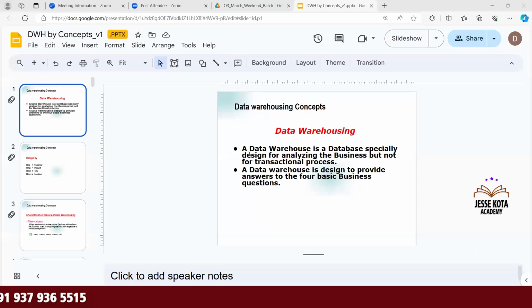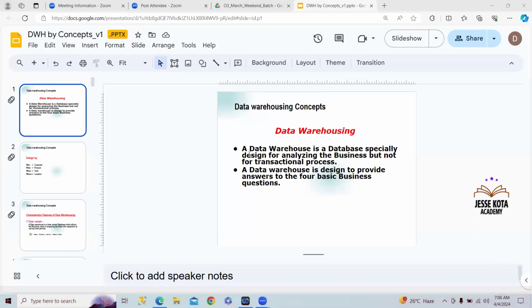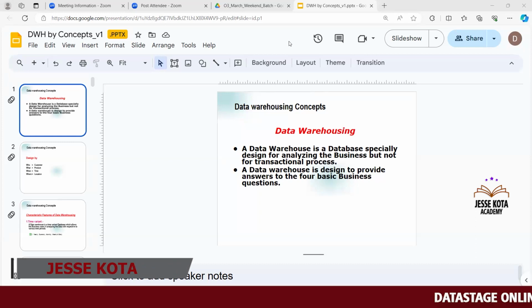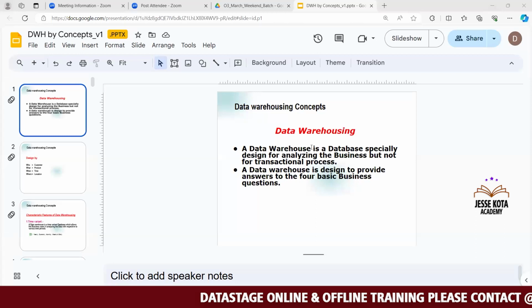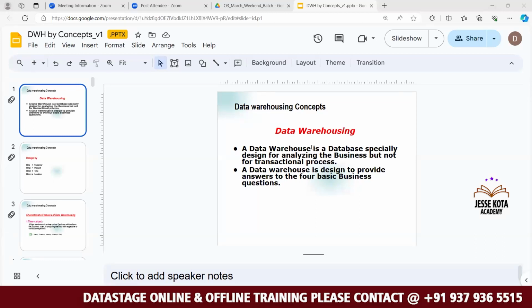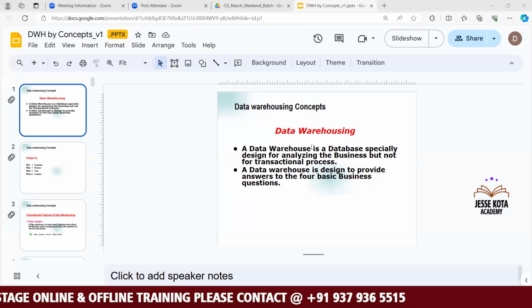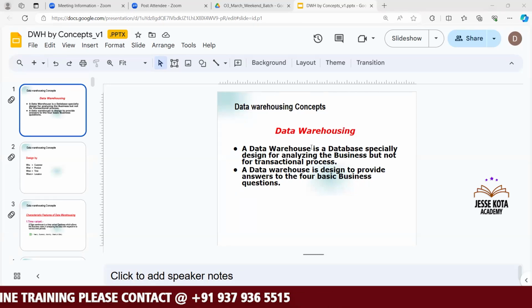Okay. So now let's come to understanding data warehousing. What is data warehousing? What is a warehouse? What is the general terminology of warehouse? A warehouse is nothing but a storage place, right? Correct. So here data warehouse means where we will store the data. So that is a data warehouse.